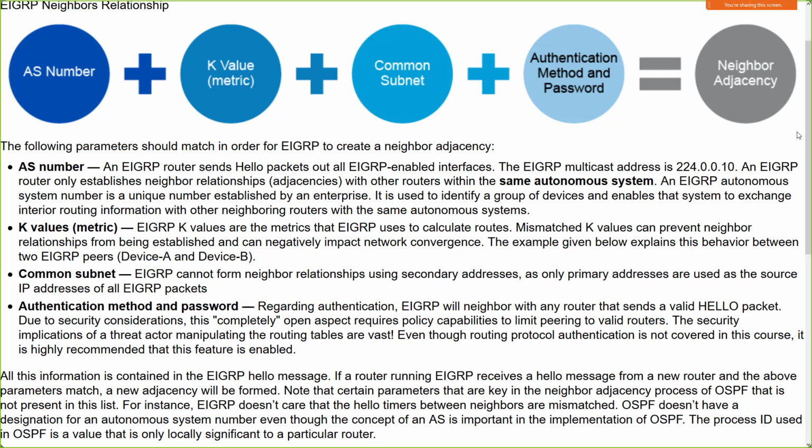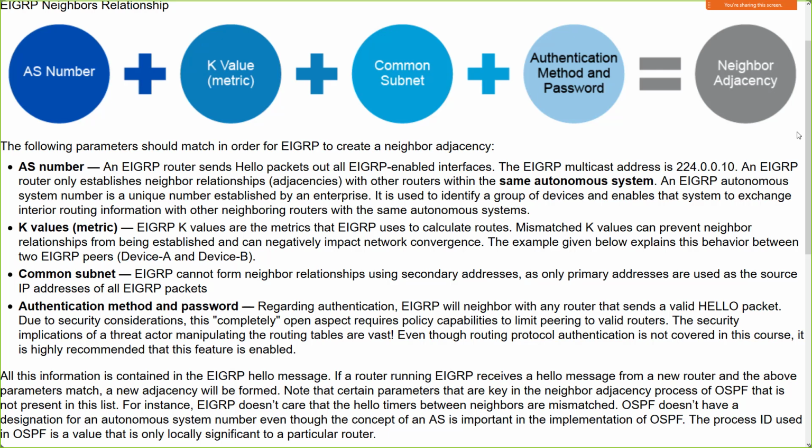And it's a number that goes from 0 to 65,535, and again, it doesn't really matter which one you choose. But if I'm going to form an adjacency with a peer, I have to share the same autonomous system number. And we saw that it's part of the general packet header for EIGRP. It's actually the last field in the EIGRP packet header.